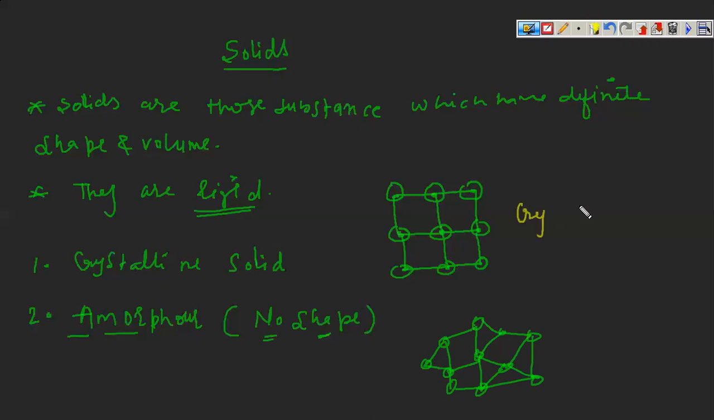This is a crystalline. And this is what? Amorphous. For the exam point of view, if you have to study the crystalline and amorphous solids, you have to differentiate them. Okay, on the basis of their characteristics, you have to differentiate them.